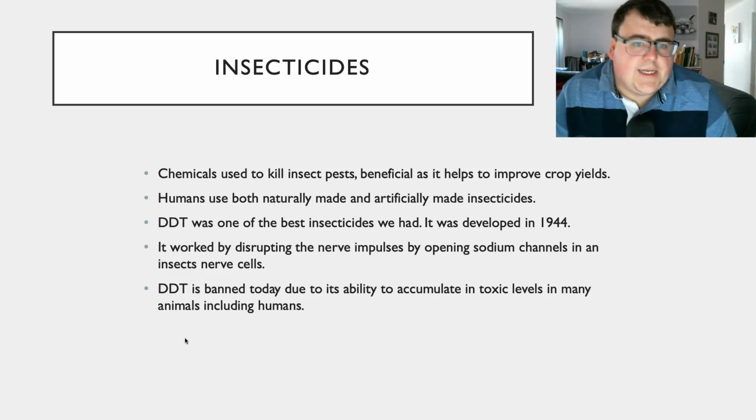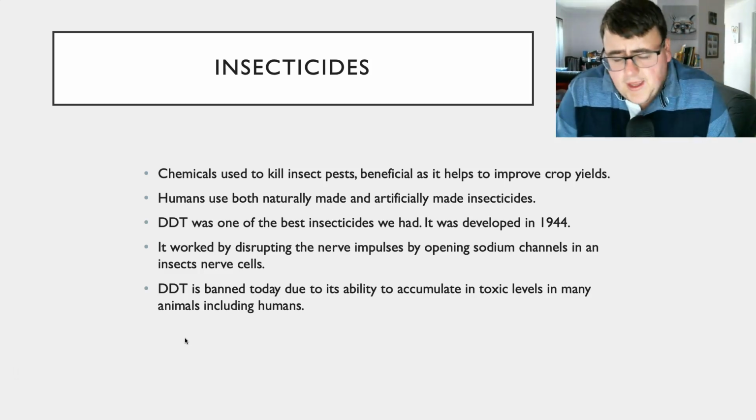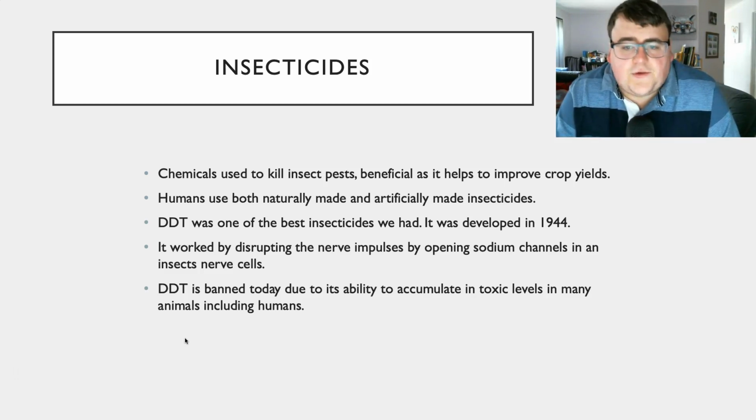DDT. And you've looked at DDT since about year 9 in every science topic you've done. DDT was developed in 1944, and the way it worked was to disrupt the nerve impulses in insects by opening the sodium channels and just flooding their nerve cells with basically electrical messages. That was fine because we were only using amounts of DDT that were harmful to insects. There was no risk of it being harmful amounts to other animals or to humans.